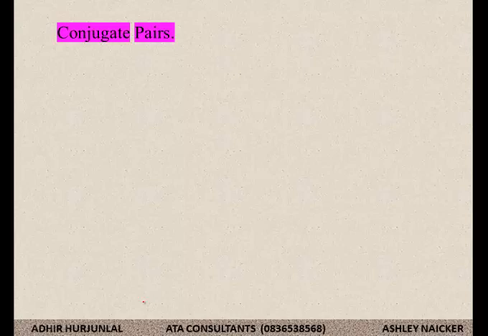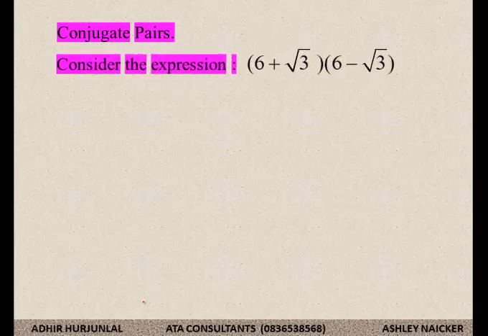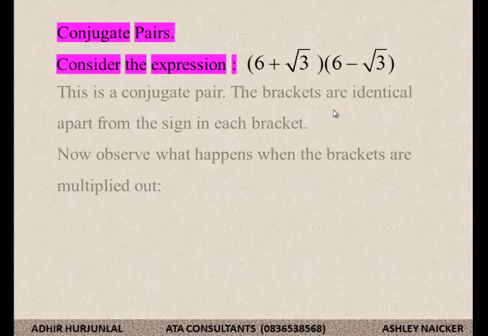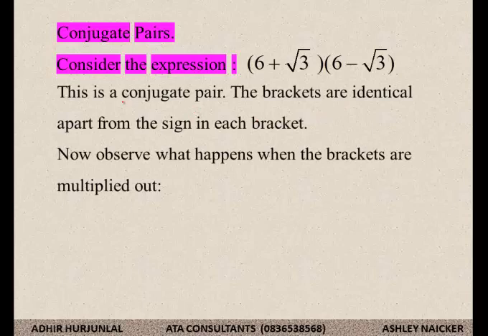Conjugate pairs. I'm still dealing with rationalization of denominators. Consider the expression 6 plus root 3 into 6 minus root 3. This is a conjugate pair. The brackets are identical apart from the sign change. If you look at this sign and that sign, one is positive, one is negative.